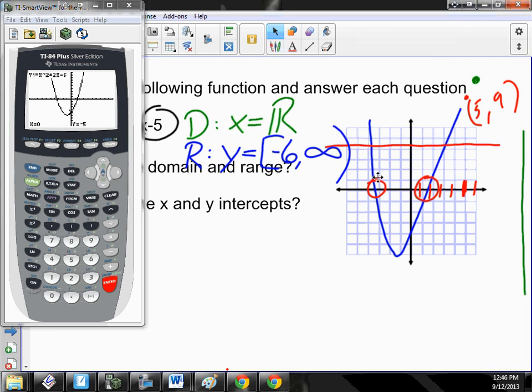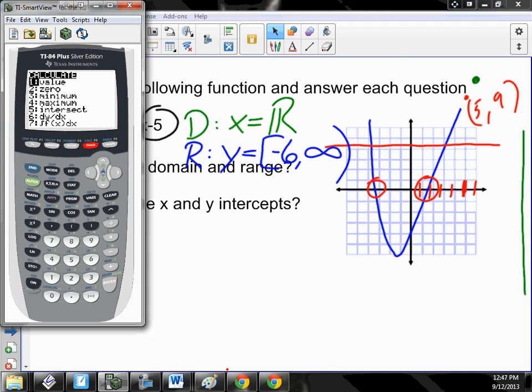So to do that, you look at the graph, and if it hits on a whole number, you can just read off the number from the graph. But in this case, it's not that easy. So we push second, calc. We go to number 2, which is finding the zeros. And then we have to pick an interval for the calculator to look for the value. So you want to kind of trap in that value on the left side and on the right side.